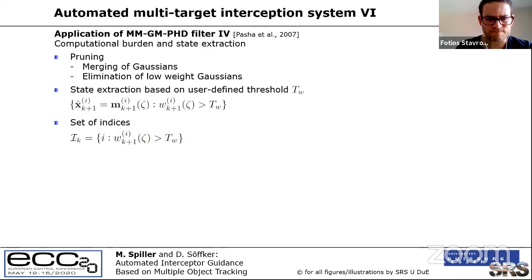So the weights indicate if a Gaussian is really describing a moving object. Consequently, the state extraction is achieved by considering high weights, which exceed a user-defined threshold. For these Gaussians, the mean values are extracted and form the state estimation of the objects, and also the indices of the Gaussians are saved in a set of indices.